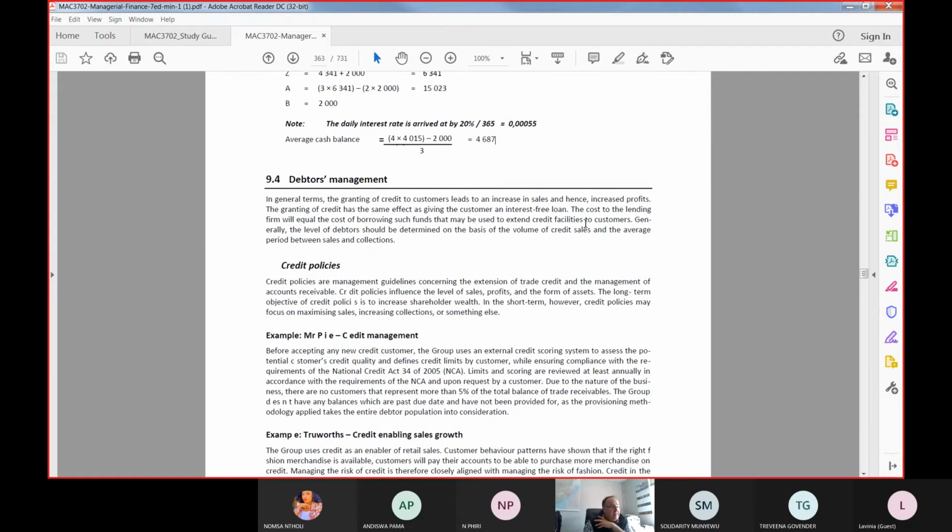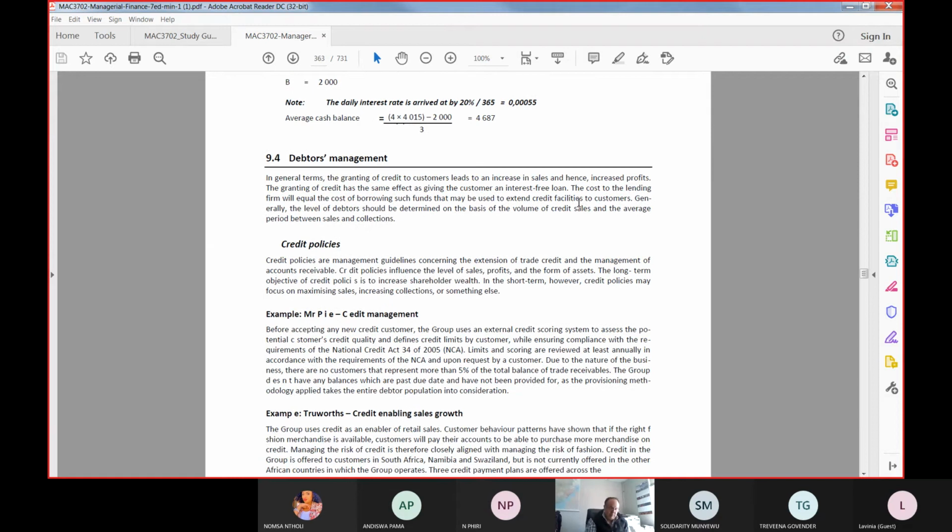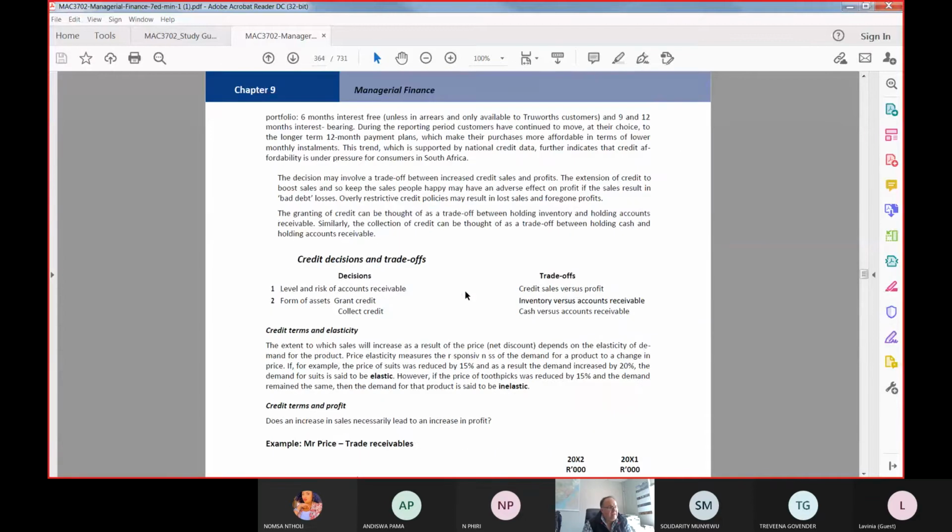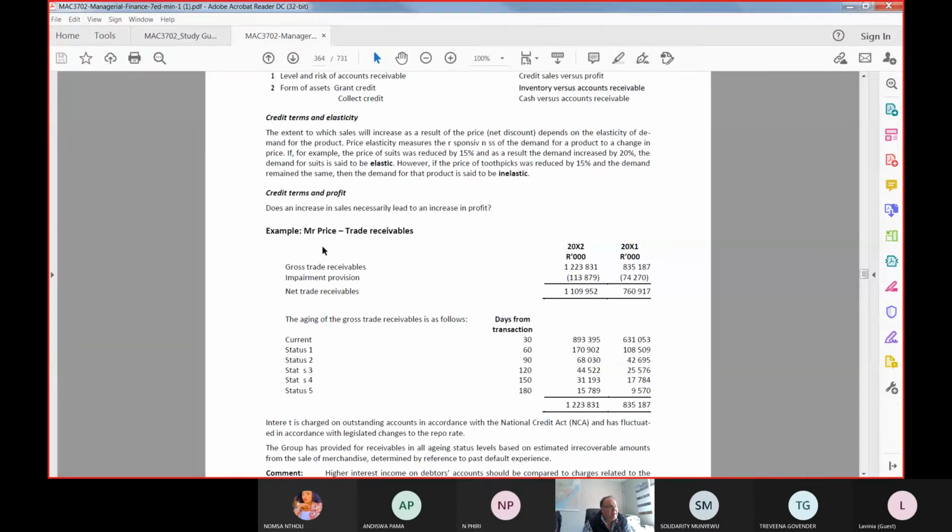Debt management. Okay? Debt management, what I want you to take note of here is what is happening to your creditors. Here they give you an example of credit policies, what Mr. Price's credit policies are. Don't worry about that. Okay, what happens to Mr. Price's receivables?